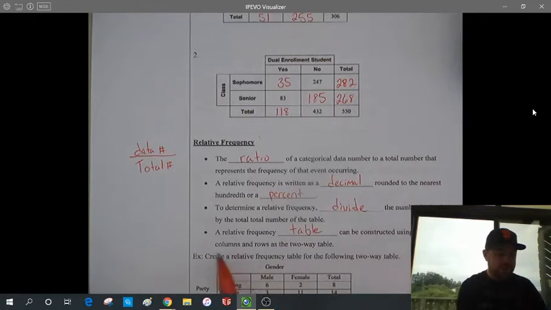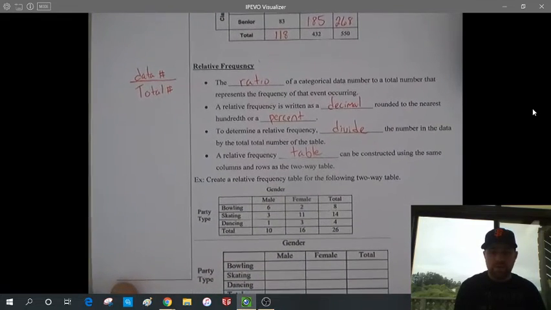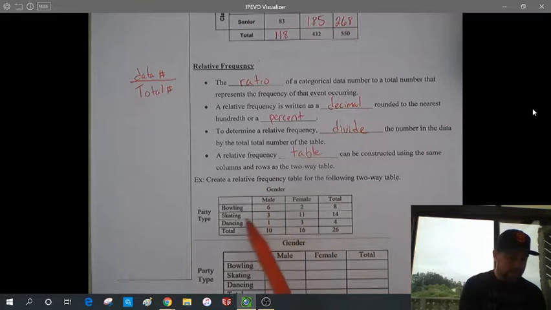And it's going to use the same columns and rows as the original two-way table that we had. So here's an example where we're going to create a relative frequency table for the following two-way table. And so here we have the gender, male or female, of individuals that were surveyed, and what party type they would like to have, whether it be bowling, skating, or dancing.